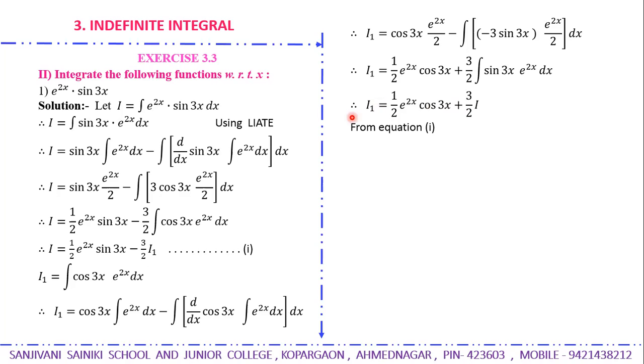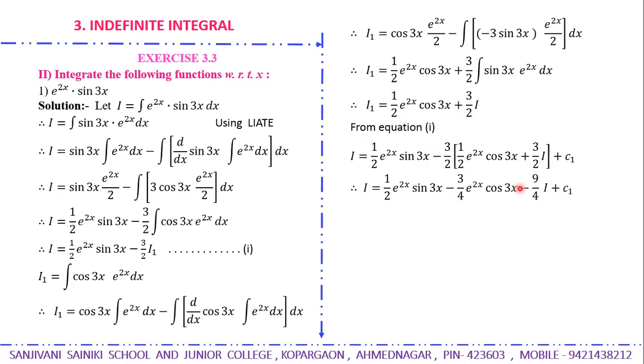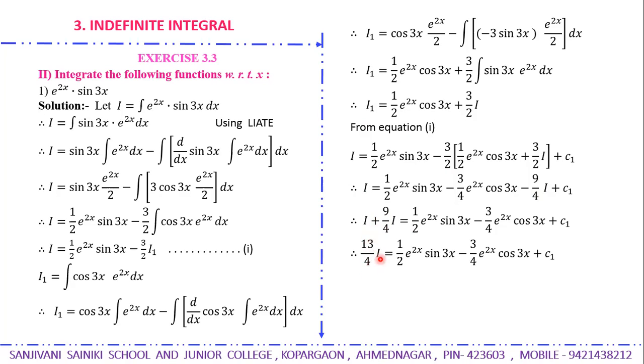So we will put the value of this I1 in our first equation. Then multiply this integral by 3 by 2. Here you will get minus 9 by 4 I. Take this to this side, take the addition, you will get 13 upon 4 times I. Now multiply this equation throughout by 4 and divide by 13. You will reach this step.